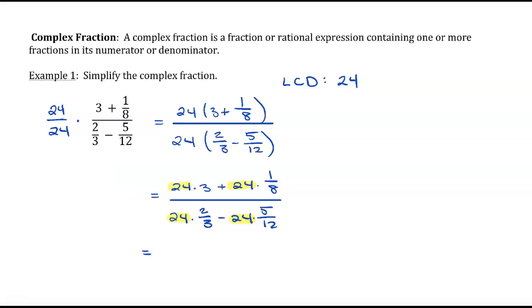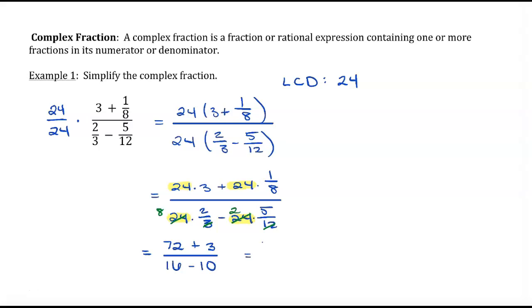Simplifying, we have 24 times 3, or 72, plus 24 times 1 over 8, or 24 divided by 8, which is 3. In the denominator, we have 24 times 2 over 3. Since 3 goes into 24 8 times, this becomes 8 times 2, or 16, minus 24 times 5 over 12, but 12 goes into 24 2 times, so this is simply minus 2 times 5, or negative 10.